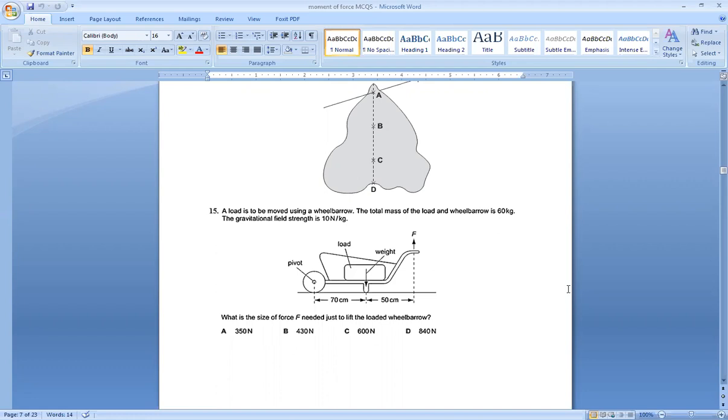So again, we use the principle of moments. F multiplied by the total distance, the distance between F and the pivot. So the distance between the pivot and F is 70 plus 50, that is 120 centimeters. So F multiplied by 120 is equal to 600 multiplied by 70. So 600 multiplied by 70 is equal to F multiplied by 120. So using it, we get the answer 350 newton.